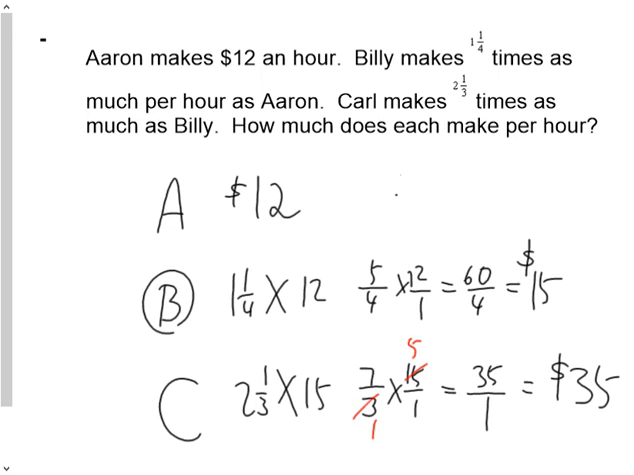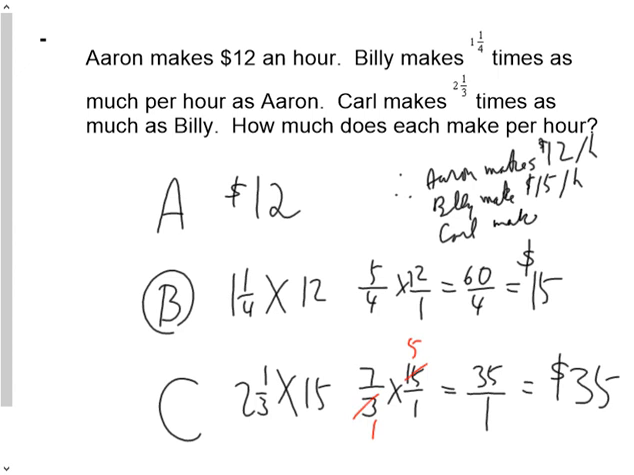So finally on your test, you would go, therefore, Aaron makes $12. Billy makes $15 an hour. I should put per hour. And Carl makes $35 per hour.